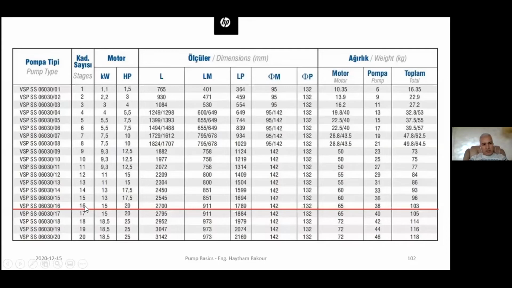So 16 stages I have. The kilowatt is going to be 15. The horsepower is going to be 20. The dimensions, the total length with the pump, is going to be like this: motor length, pump length, diameter of the motor, diameter of the pump, which is based on the manufacturer company.